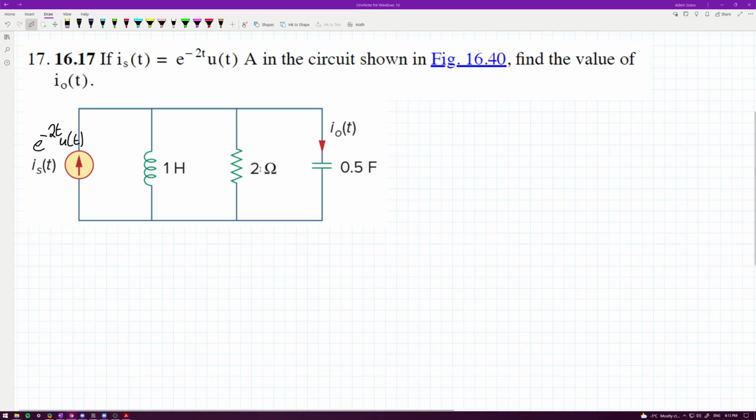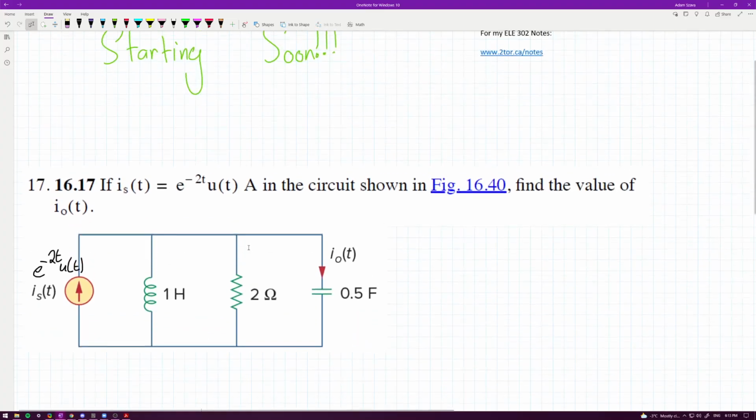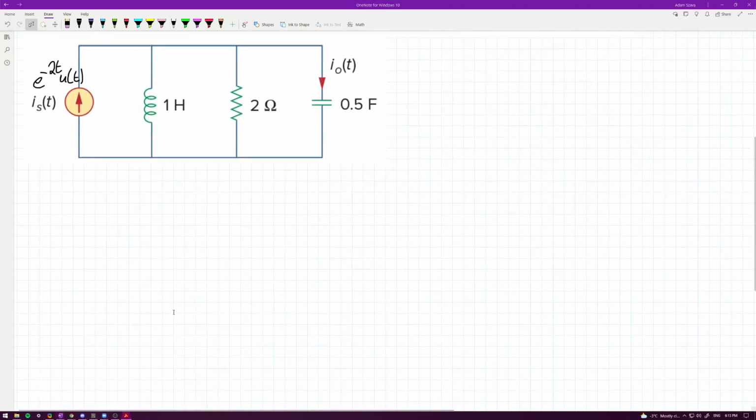Yes, no initial conditions, that's true, so we have to figure that out first. Let me get the notes here and open this up. There we go. In my notes, on page 43 or so, we can see how we transform all the elements into different things.